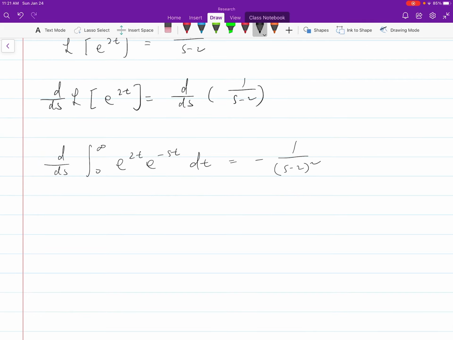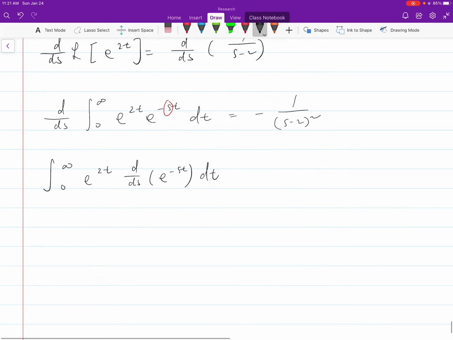Now I want to take the derivative with respect to s of the whole thing here. Where's s? This one. So I can treat everything else as a constant, even within the integral sign. So I can take this one in, because this is the only part that has s in it. Everything else has no s, right? So we can treat them as constants.